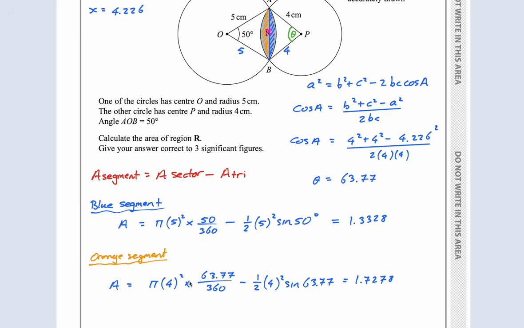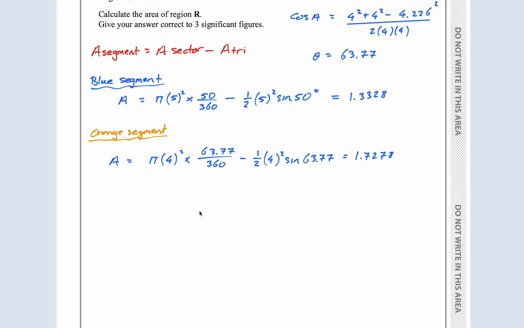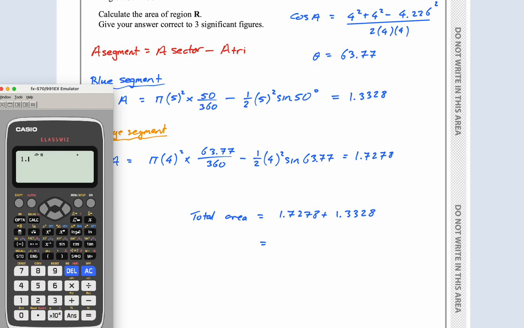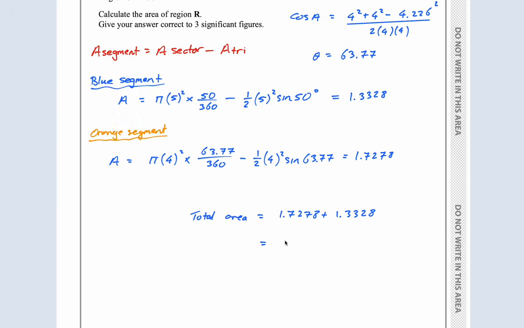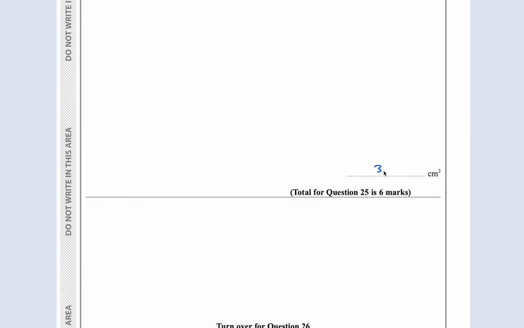This is the blue segment. So the total area equals 1.7278 plus 1.3328. Hopefully this is correct. This is 3.06 to 3 significant figures. Yes, it is correct. 3.06.